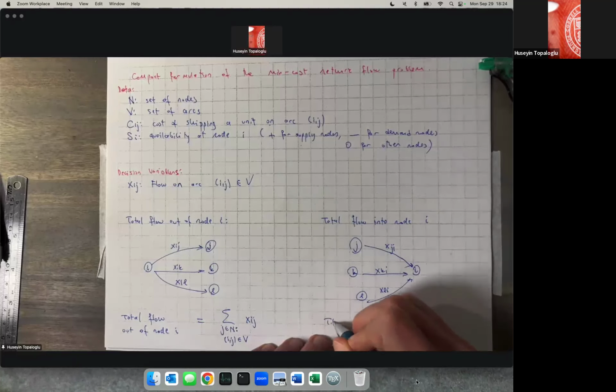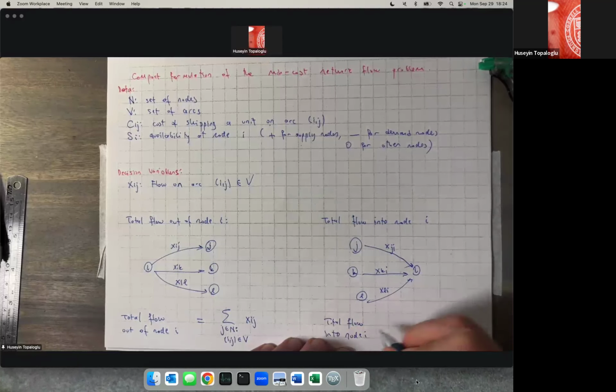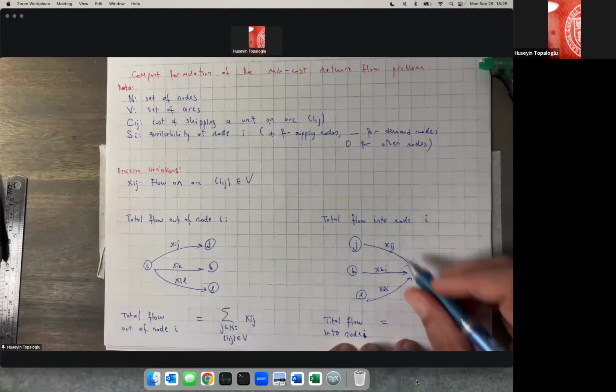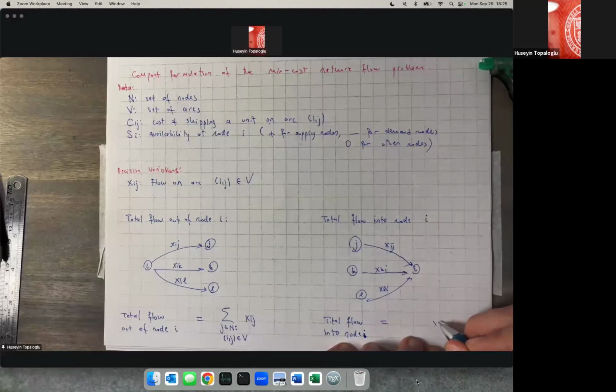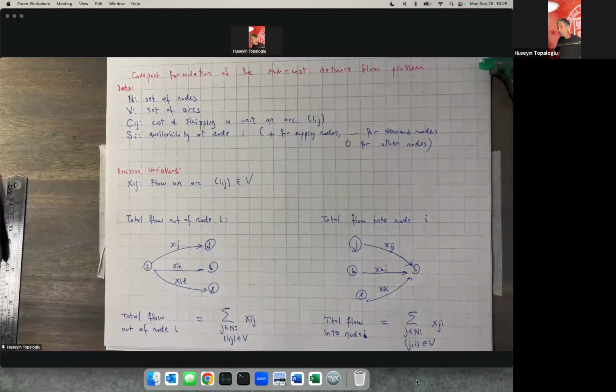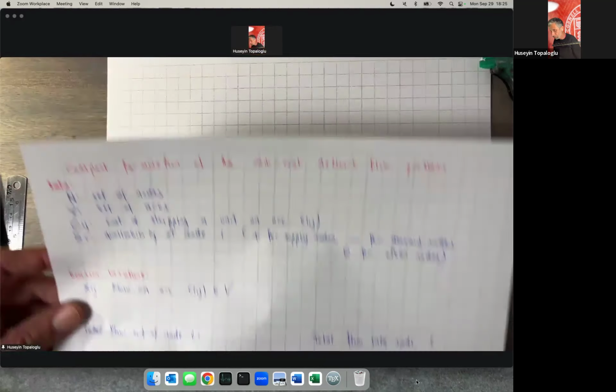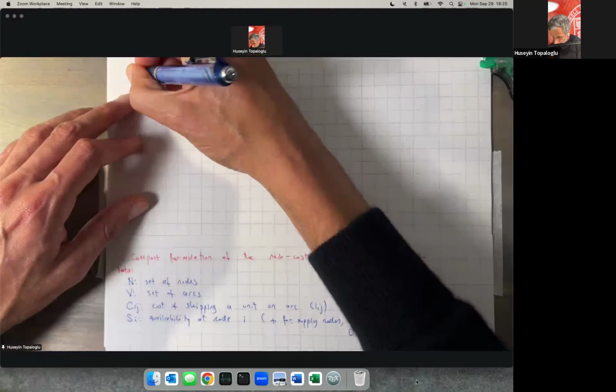So now let's write the total flow into node i. If I want to write the total flow into node i, what we're going to do is add all the decision variables of the form xji over every node j such that ji is a valid arc in my network. So this is how we write the total flow into node i. Okay, so now I know how to write in compact form the total flow out of node i and the total flow into node i. So now we can write our min cost network flow problem in compact form.